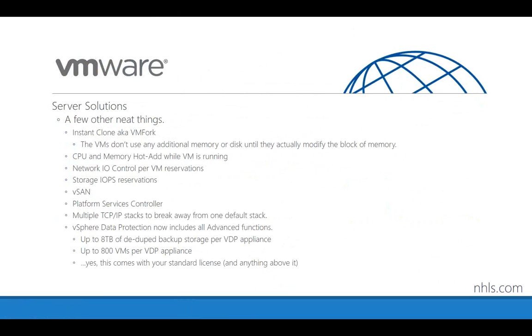So you actually get data protection. If you have standard licensing, you can have up to 8 terabytes of dedupe backup storage for an appliance, and you can back up to 800 VMs per appliance. These are some really neat features that I actually like.